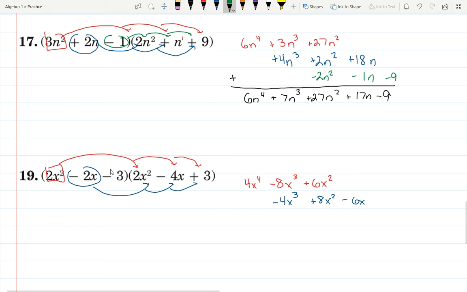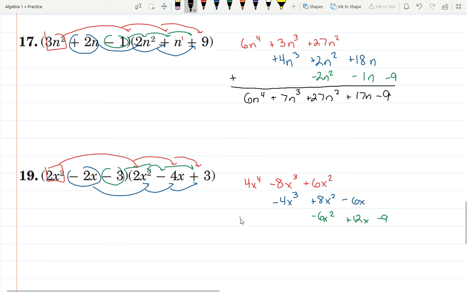And moving on to this last piece here of the negative 3. Again, if drawing the arrows helps you, draw the arrows. If it doesn't, then don't. Sometimes it helps, sometimes it doesn't. Depends how organized you can be. Negative 3 times 2x squared is a negative 6x squared. Negative 3 times negative 4x is a positive 12x. And negative 3 times a positive 3 is a negative 9.